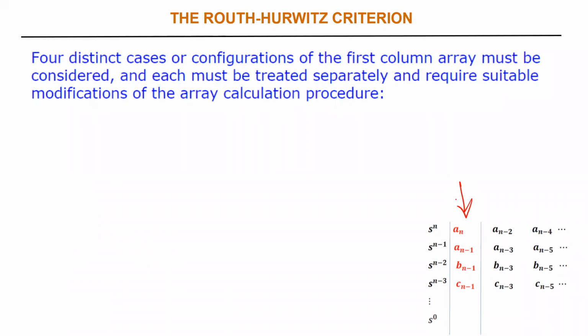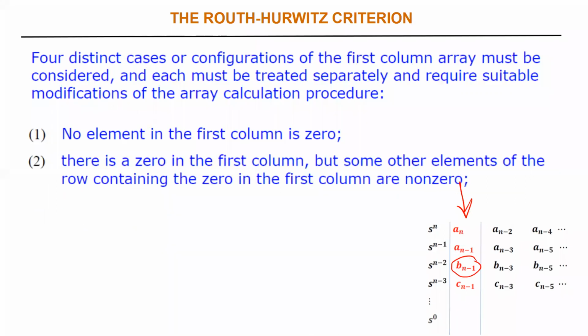The first case, all the elements in the first column are non-zero. Now, suppose this is 0, but the others are not 0. Can I proceed? No, you cannot, because you cannot divide by bn. We will deal with it. We will assume here I will have an epsilon and I will deal with it. So this is another case. This is simple as this is one case.